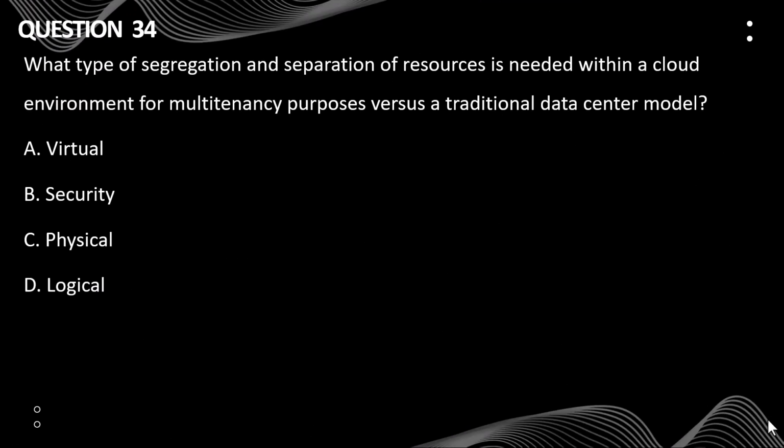Question 34. What type of segregation and separation of resources is needed within a cloud environment for multi-tenancy purposes versus a traditional data center model? A, virtual. B, security. C, physical. D, logical. The answer here is option D.